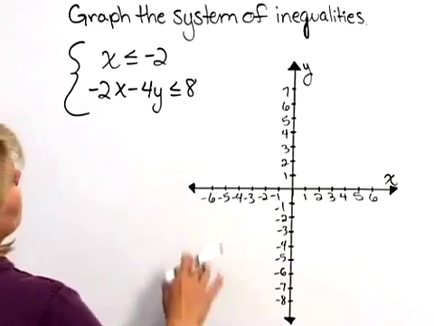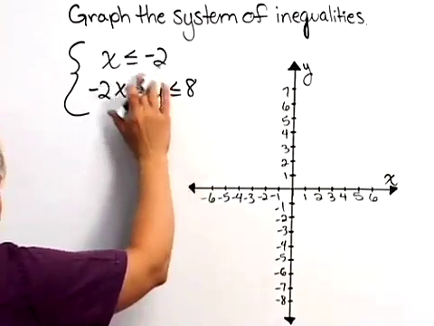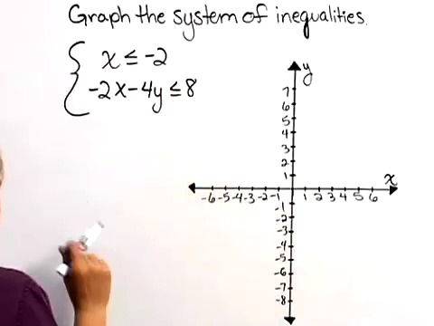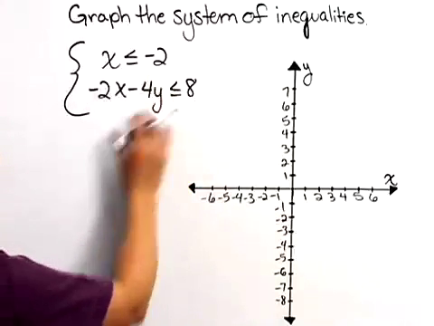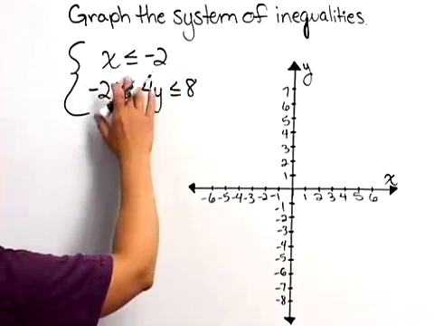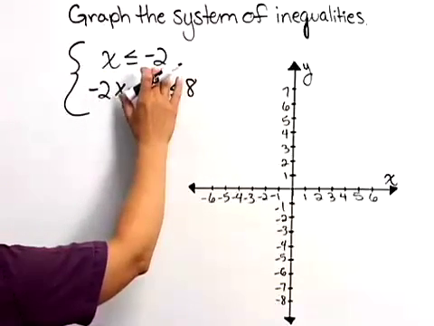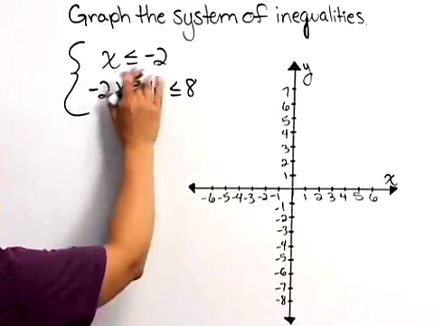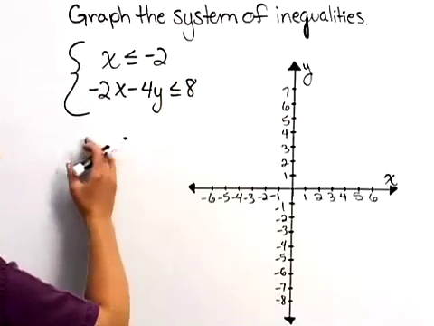This system of inequalities, notice that we have less than or equal to here and a less than or equal to there. That means both of these are going to have solid lines. Now this first one here, that is x less than or equal to -2. When you have x equal a number, that's a vertical line.